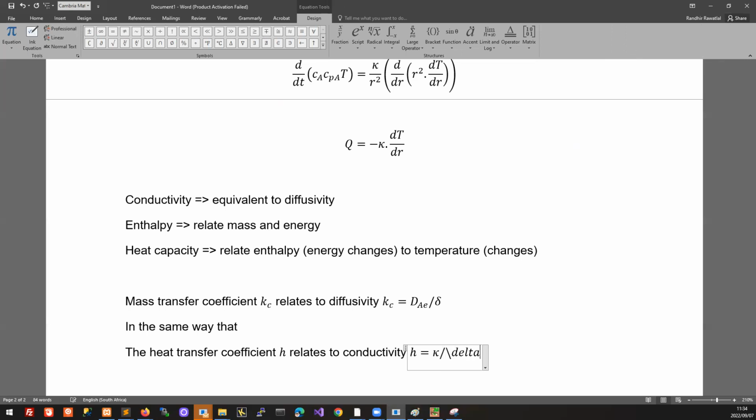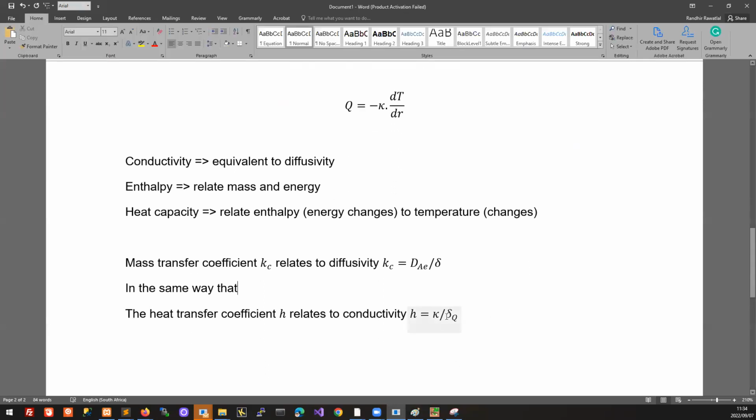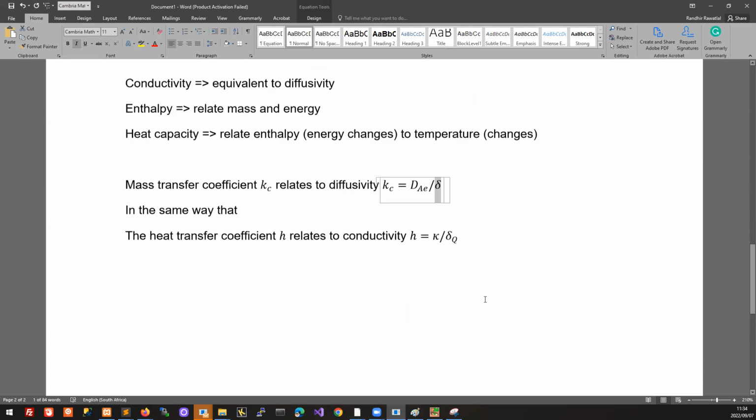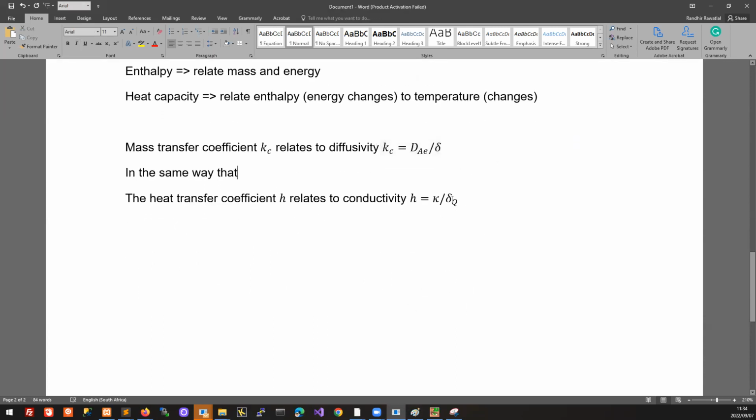And we are going to call this delta sub Q, because the film thickness for heat transfer might not be the same as the film thickness for mass transfer. The analogies say that they are. It says that there's a relationship, that it's the same film, but we haven't said that so far. So at this stage, the film thickness for heat transfer is in principle different to the film thickness for mass transfer.